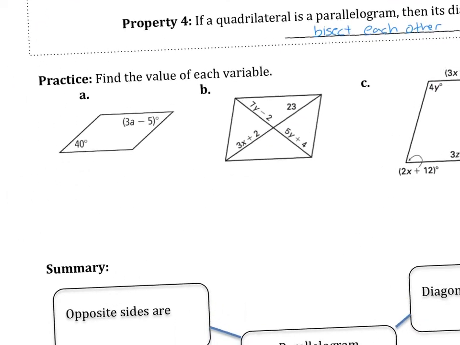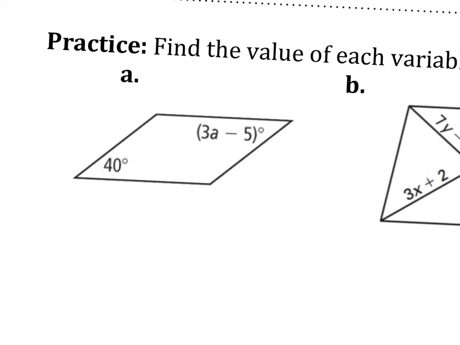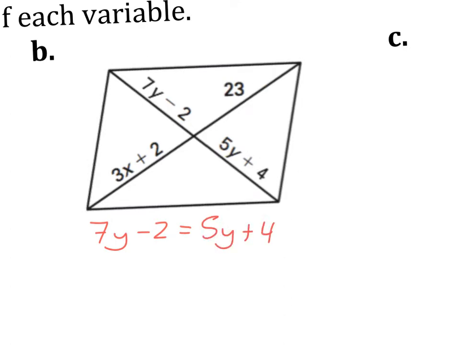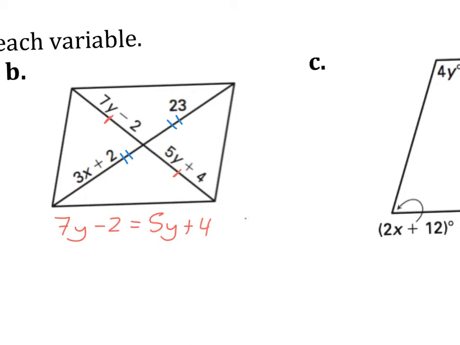So let's practice some of these, and let's look here. Please tell your partner on letter A, what's the setup for this? Again, for each of these, we're going to assume that these are all parallelograms. In this one, 40 equals 3a minus 5, and then we can solve. Another expression equals 5y plus 4, because the diagonals bisect each other, that's true. And then since the diagonals bisect each other, 3x plus 2 is equal to 23. And then we just solve accordingly. You can always check the answer. If we solve for x over here, we get 3x equals 21, so x equals 7. When I plug 7 back in, I get 21 plus 2 is 23, which matches.